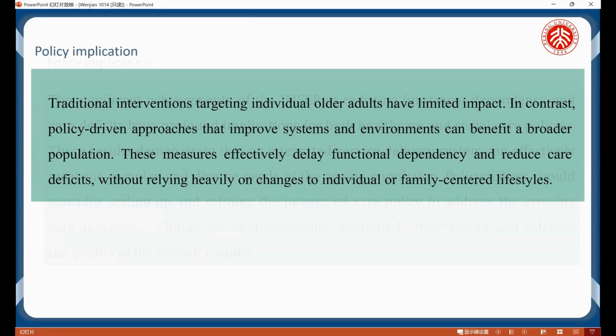Traditional interventions targeting individual older adults have limited impact. In contrast, policy-driven approaches that improve systems and environments can benefit a broader population. These measures effectively delay functional dependence and reduce care deficits without relying heavily on changes to individual or family-centered lifestyle.